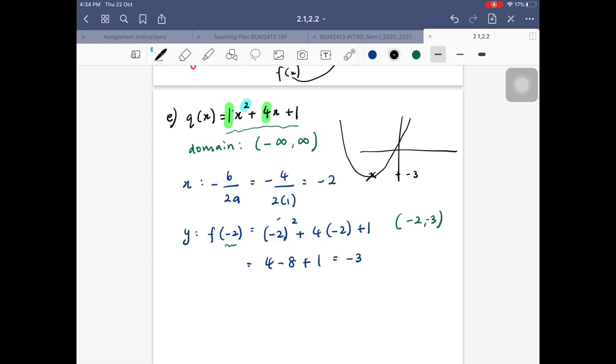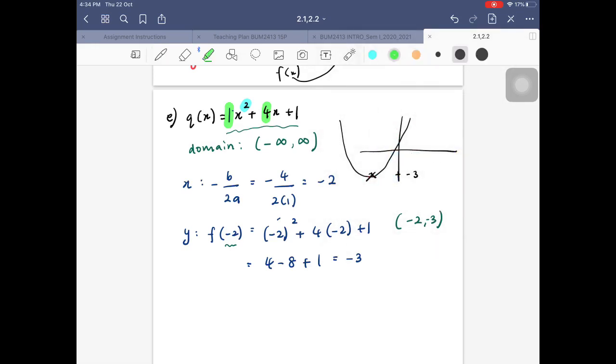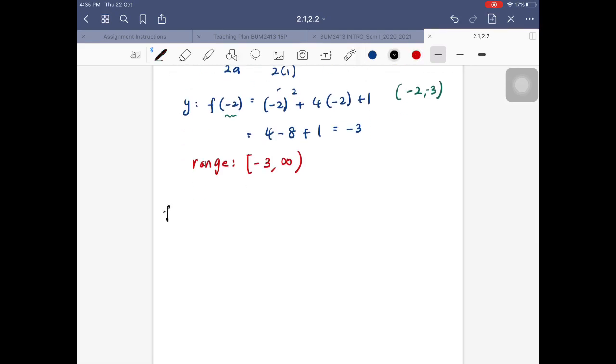Okay, so when I wanted to find the range, remember range refers to what value? To the y value, which is referring to this. So the minimum value is going to be at this value, which is negative 3, and the graph actually extends towards infinity. So for this case, what is going to be our range? Our range is going to be from negative 3, that's the lowest value, including negative 3, and it's going to extend until infinity. So that is going to be our range value. Right, so that is for E, and F is also going to be a similar idea.